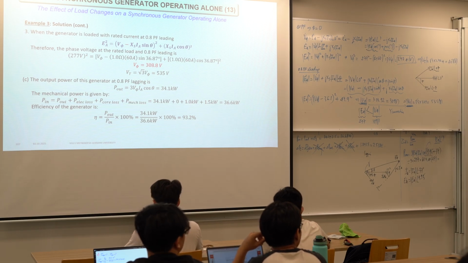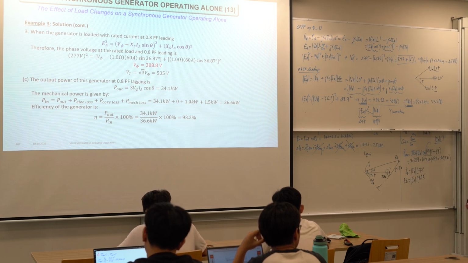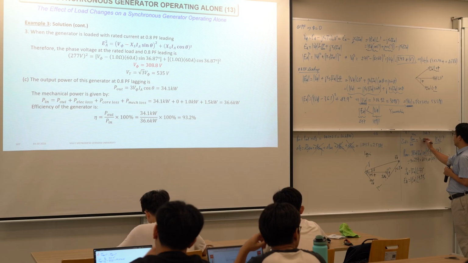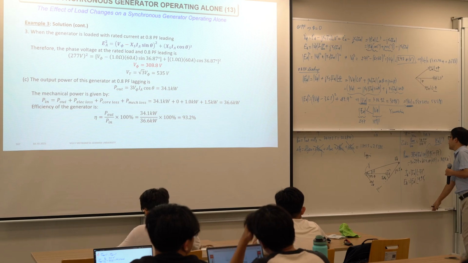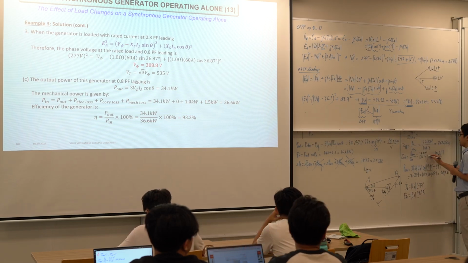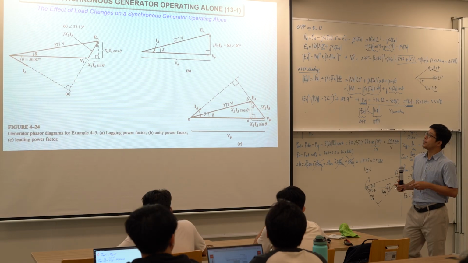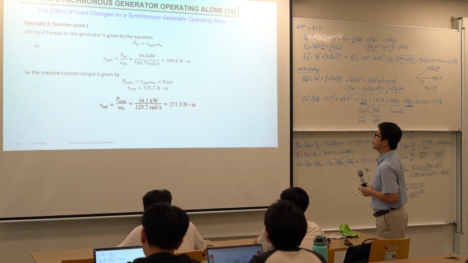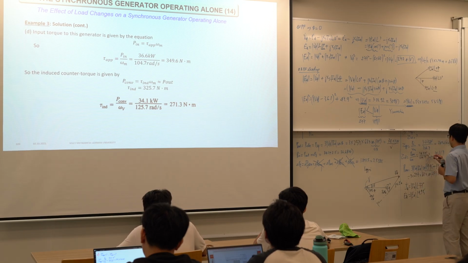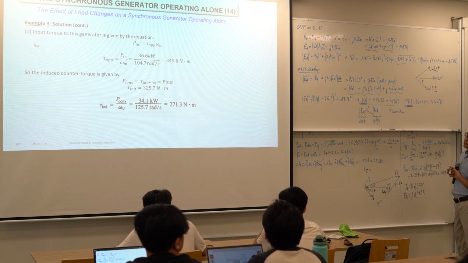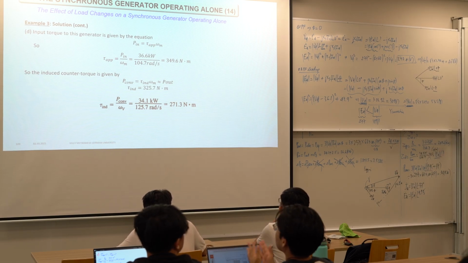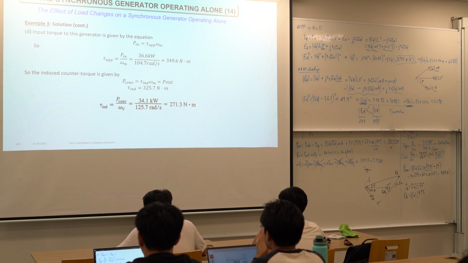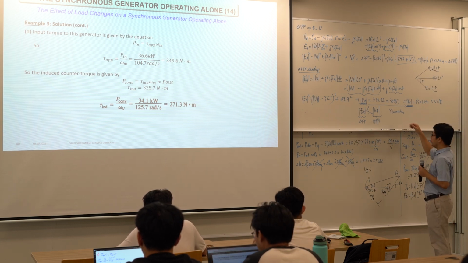Now, 34 kilowatt. Okay, so now this is 34 kilowatt divided by 104.7. Yes, and we can get the answer. So here, you get 271.1, no, 271.3 Newton meter. Okay? Yes. So why, or we have another way.